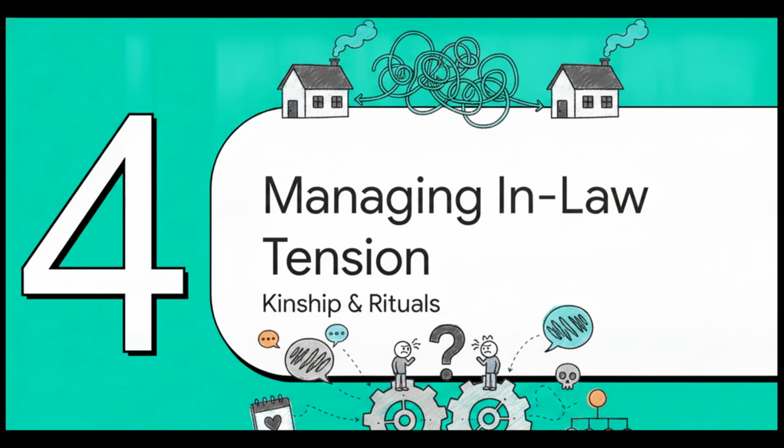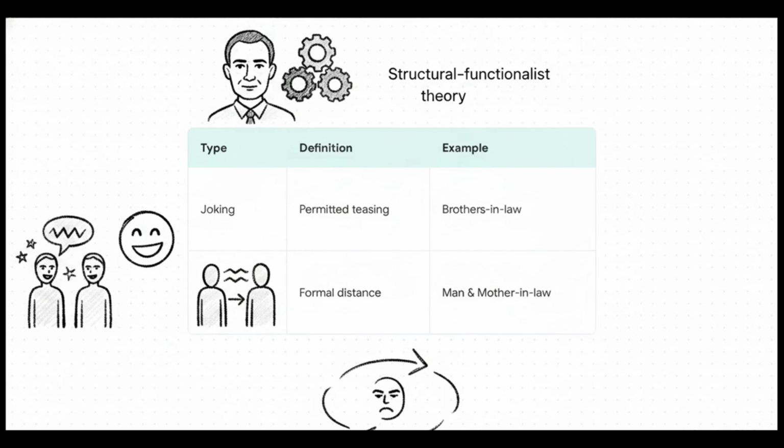Section 4. Managing in-law tension. This is fun. Let's look at how his ideas apply to a universally relatable challenge. This is where Radcliffe-Brown's theories become incredibly visible to us today. So during his research, he noticed two distinct recurring kinship rituals that societies use to maintain social cohesion. First up is the joking relationship. This involves permitted teasing to ease potential tension. Think of the casual roasting between brothers-in-law. But then on the flip side, you have the avoidance relationship. This one prescribes formal social distance, famously observed, of course, between a man and his mother-in-law.